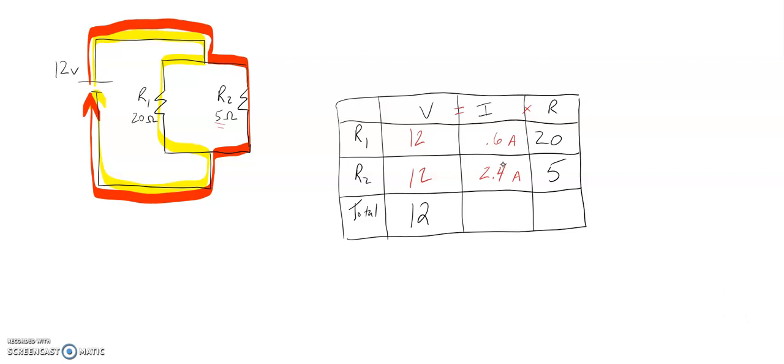Now these 2 amounts of current, yellow and red, come back together to go back to the negative side of the battery, which means we're going to add down this column of currents, 0.6 and 2.4 adds up to 3 amps. And then we can do 12 equals 3 times R. So divide and you get 4 ohms as your total resistance.